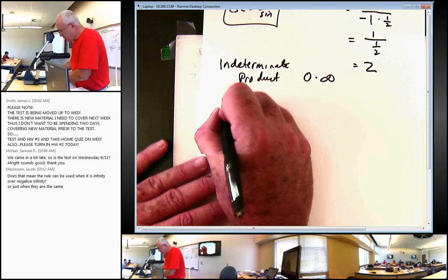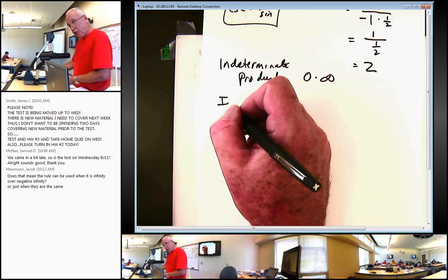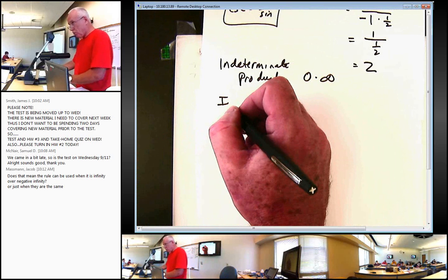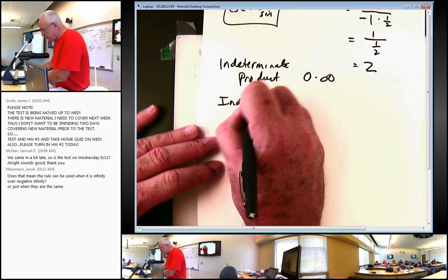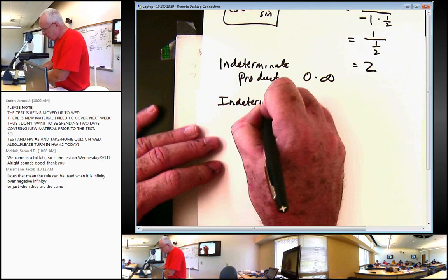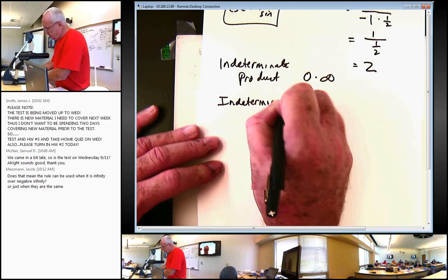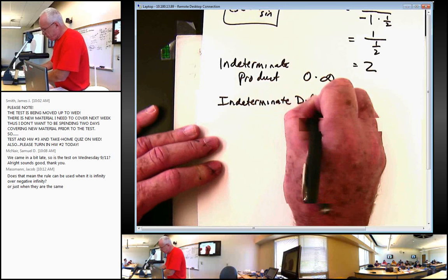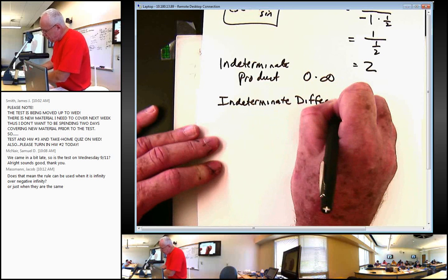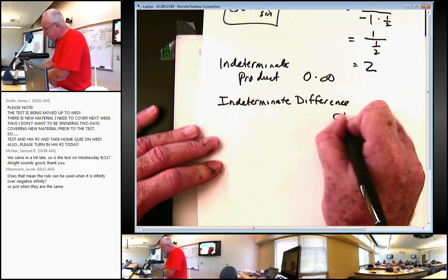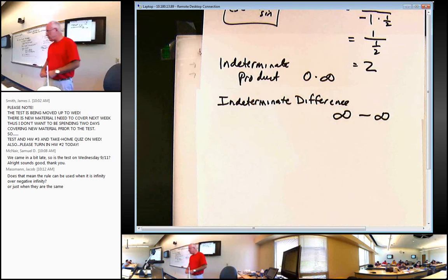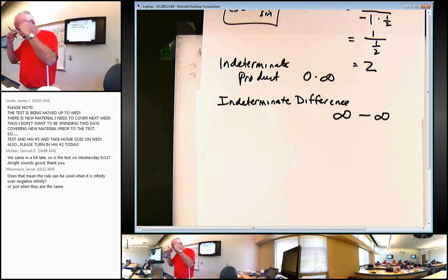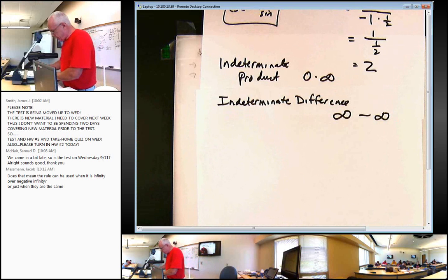Okay, so we have an indeterminate quotient. That was L'Hopital's rule. We had an indeterminate product. Now the indeterminate difference. And the indeterminate difference is going to be infinity minus infinity. What the heck is that? All right. So let's look at an example here.